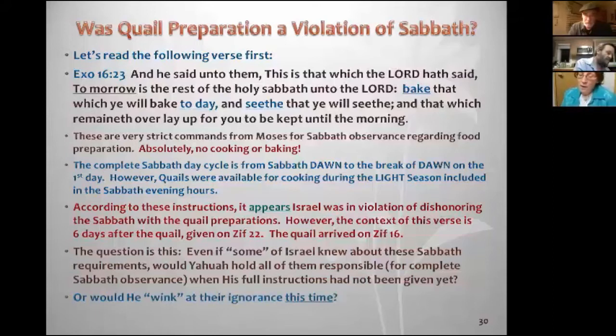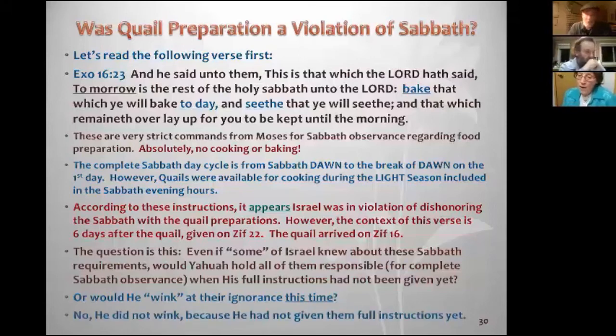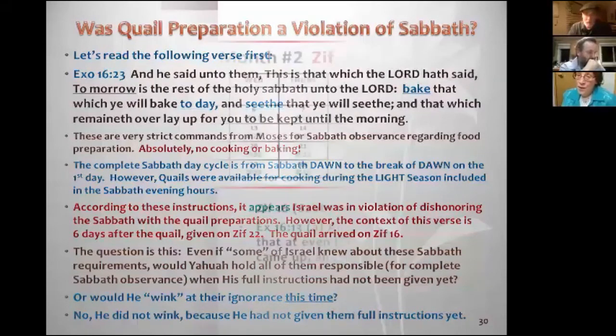This is something that we thought about. Would he just wink at it? Because we do have a scripture that says he winks at ignorance. And we believe that no, Yahuwah did not wink. And the reason is because he had not given them full instructions yet. So they were not in violation of anything. He didn't hold them accountable until they had the instructions.